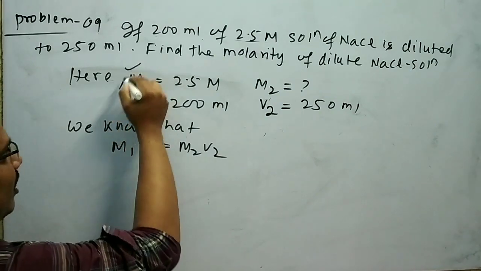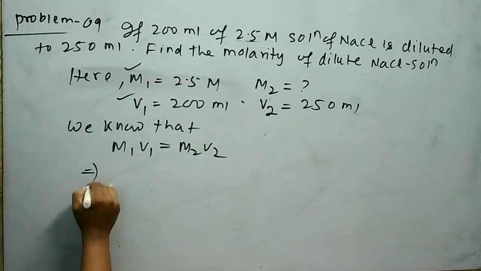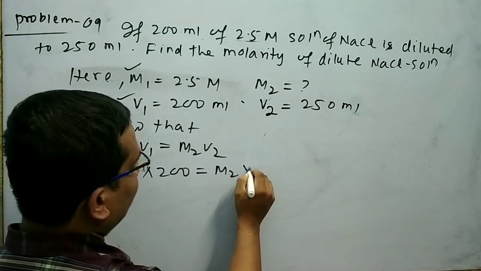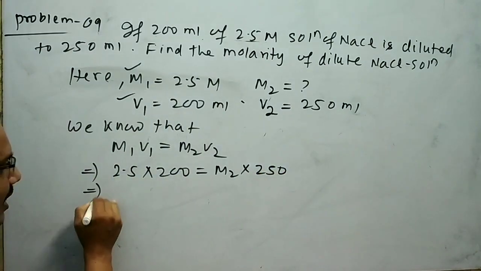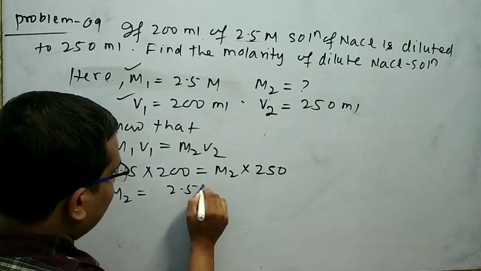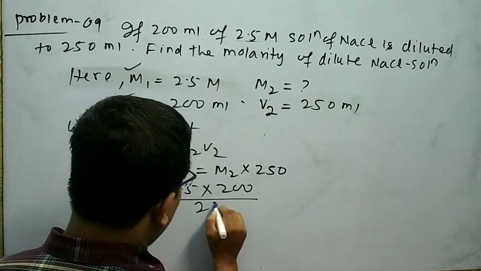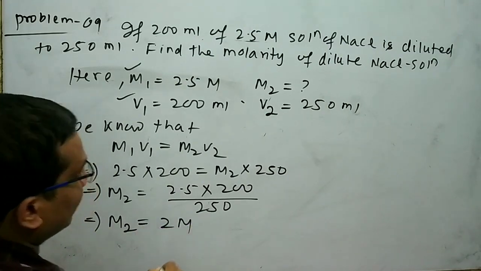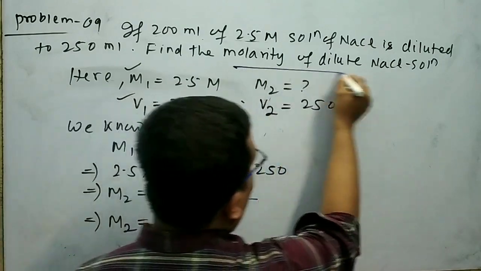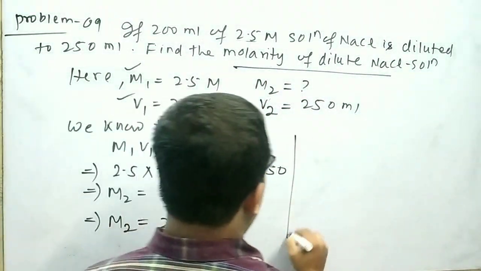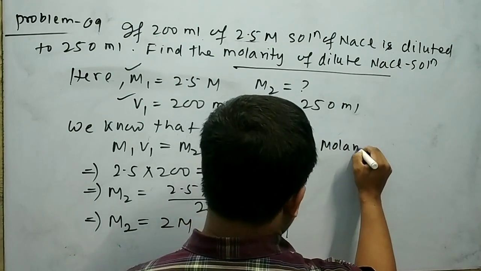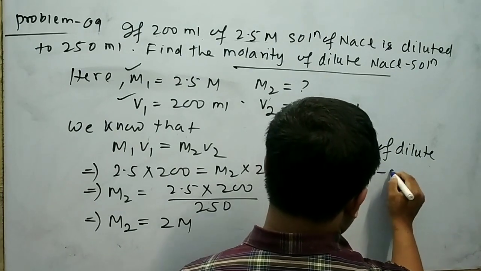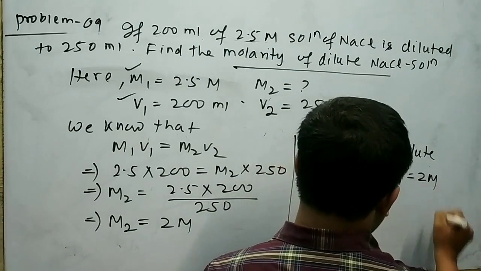Now put the value of M1 V1 V2 here. Then I can write 2.5 into 200 equal to M2 into 250. Imply that I can write M2 equal to 2.5 into 200 divided by 250. After solving, I can write M2 equal to 2m. Our aim to find out the molarity of dilute NaCl solution. So we can write molarity of dilute NaCl solution equal to 2m.